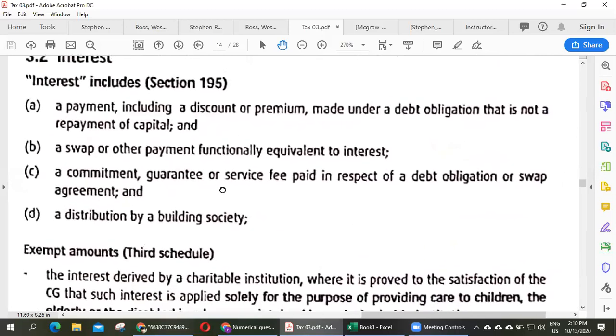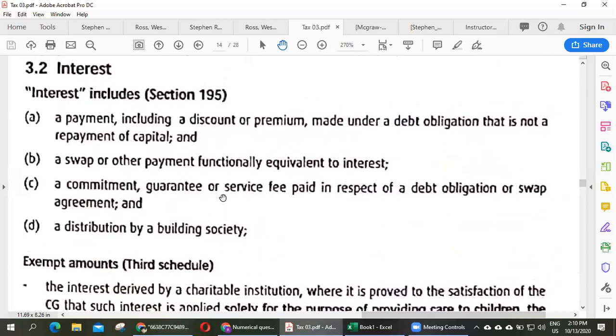Interest. Interest includes a payment, including a discount or premium, made under a debt obligation that is not a repayment of capital, a swap or other payment functionally equivalent to interest, a commitment, guarantee or service fee paid in respect of a debt obligation or swap agreement, and a distribution by a building society. It is the definition provided by the Act.